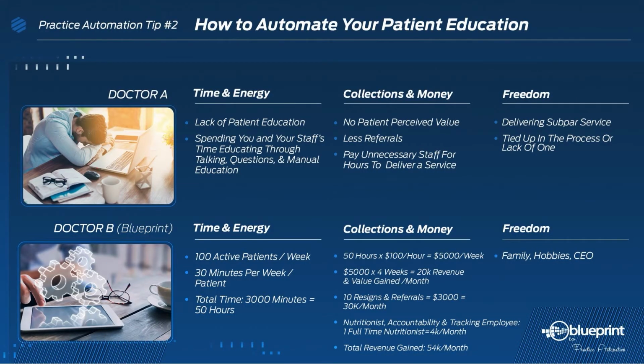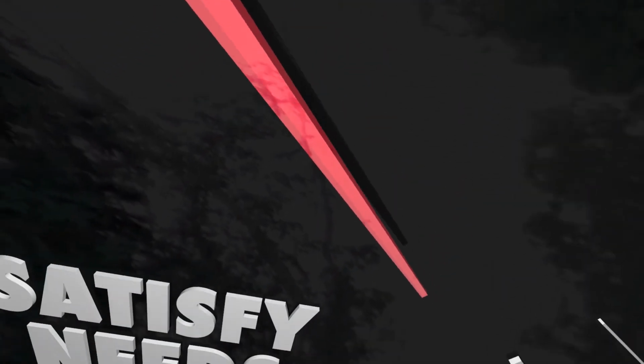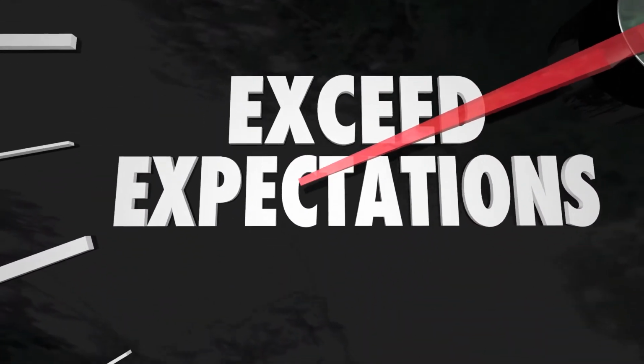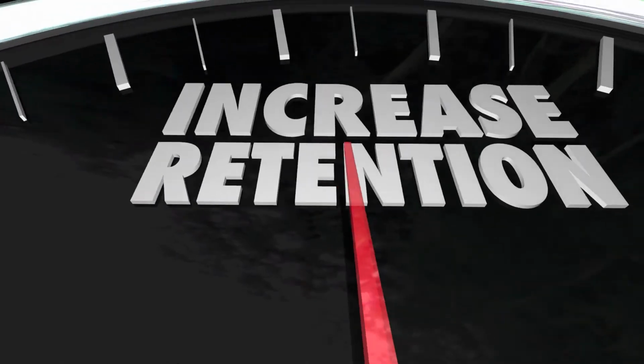If you take 50 hours, let's just say 100 times $100 per hour, that's $5,000 a week, okay? That's in monetary value, your staff time, your planning, your time. Let's take an average of $100 an hour. $5,000 per week times 4 weeks is $20,000 per month in value gained per month. Let's say you get 10 resigns and referrals throughout the month, and that average an extra $3,000. That's $30,000 per month in just referrals and resigns, or people staying under care and being able to bill their insurance, whatever you're doing. Keeping business in your office because you're over delivering with your service and having access to this type of automated education and tracking and accountability systems.